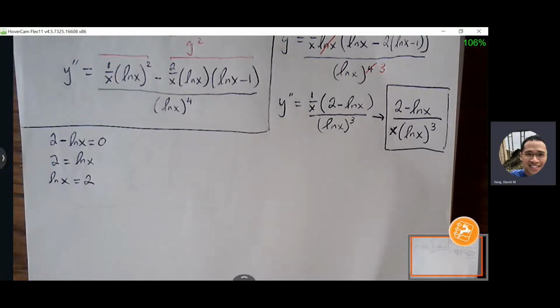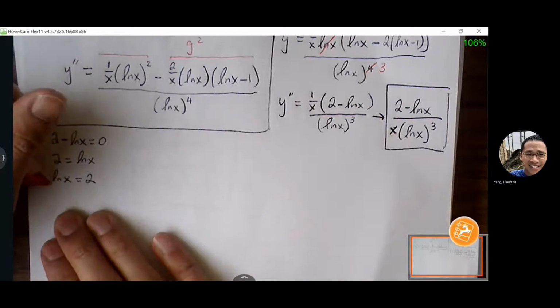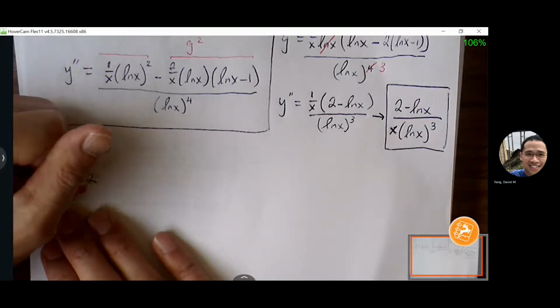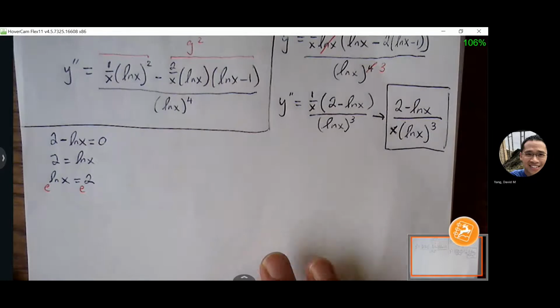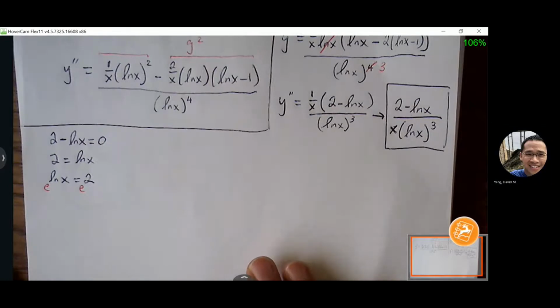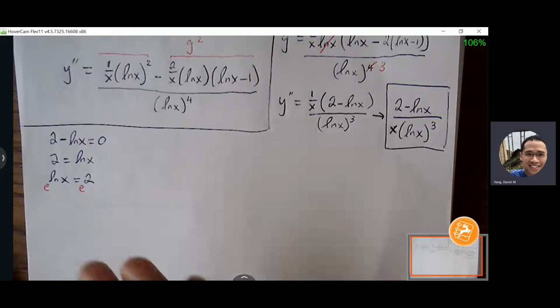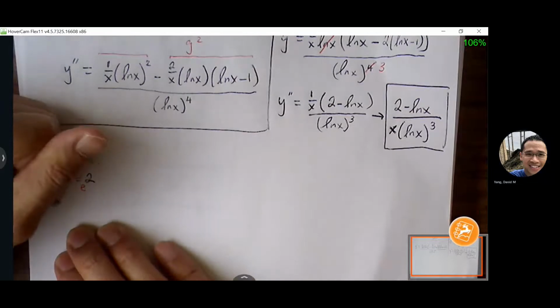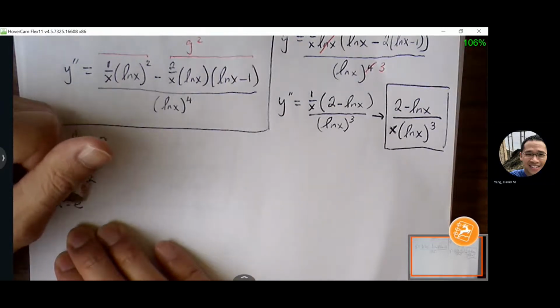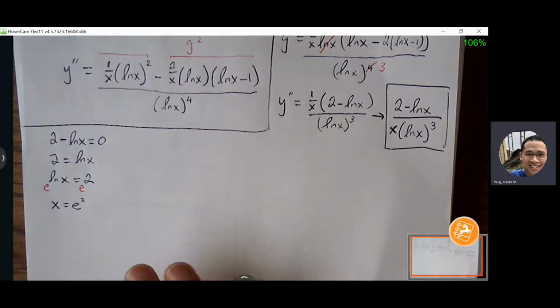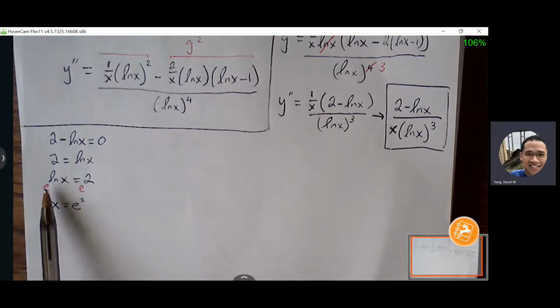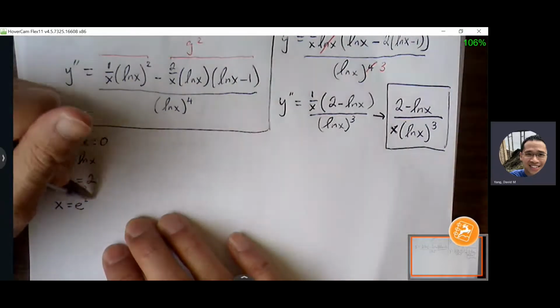Raise both sides with e as the base. We get x equals e squared. The way I want to solve for x is to try to remove that natural log. We know we can undo natural log by involving the inverse function. So raise both sides with e as the base. This goes away. x equals e squared. Okay, so that's one critical point.